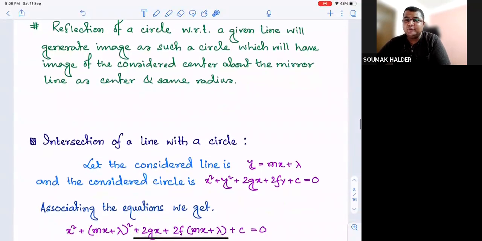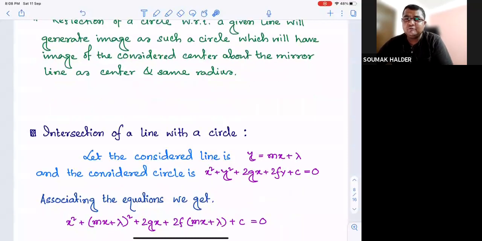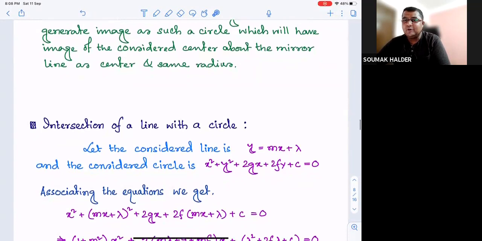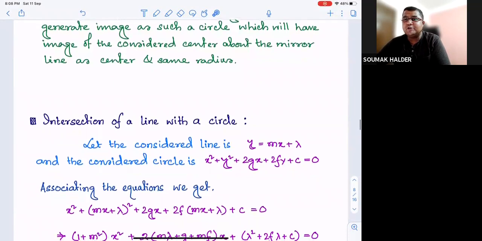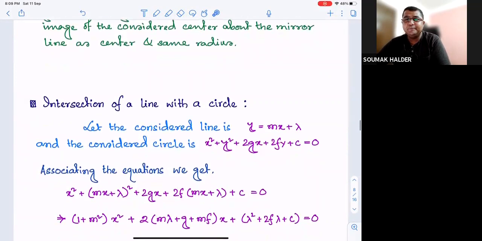Now, as soon as we have associated the two equations, the way of association will be easier if we get any one variable in terms of the other from the equation of line. Like over here, we already have y described as mx plus lambda. So in the equation of circle, if I replace y with mx plus lambda, that will give us association of both the equations. And as soon as we go for this substitution, the equation of the circle reduces to a quadratic in a single variable.